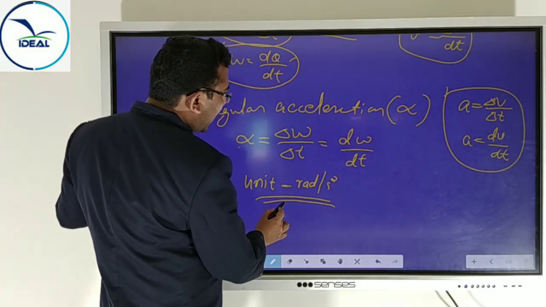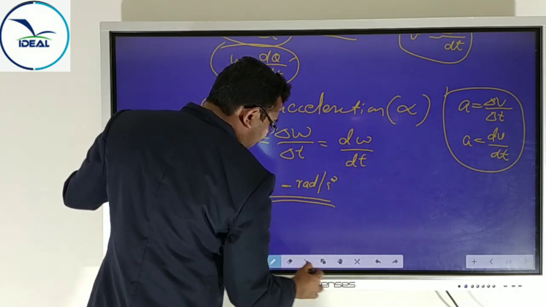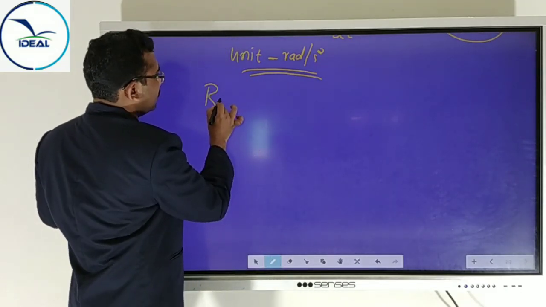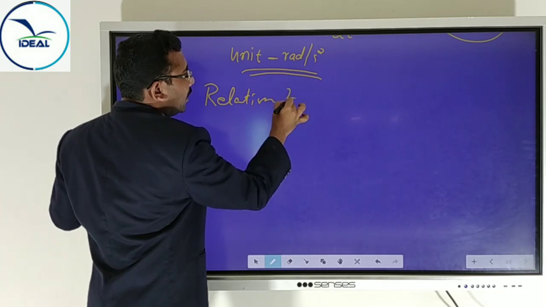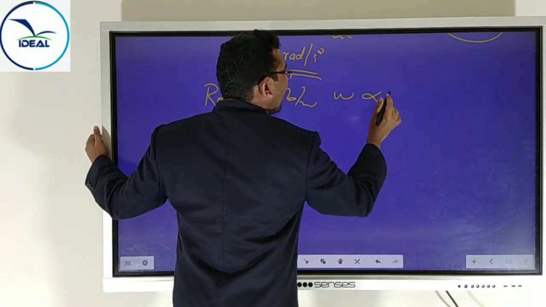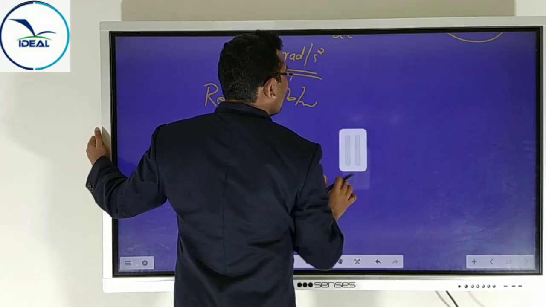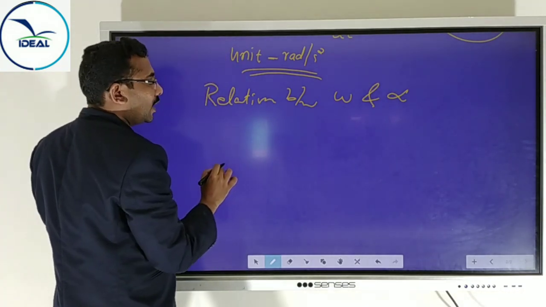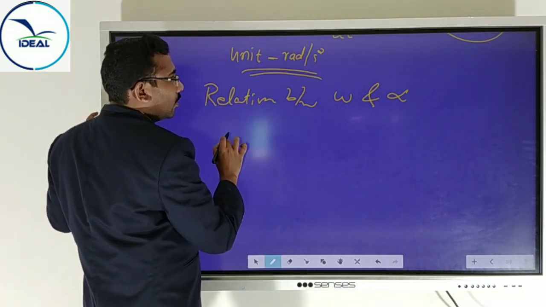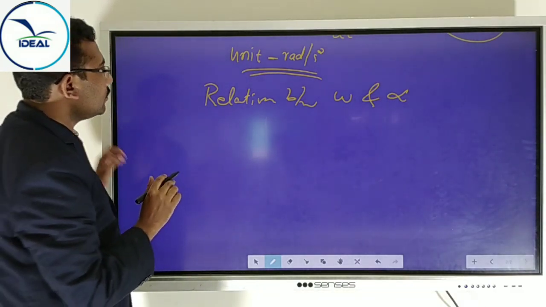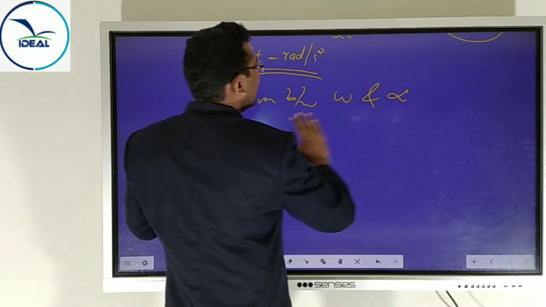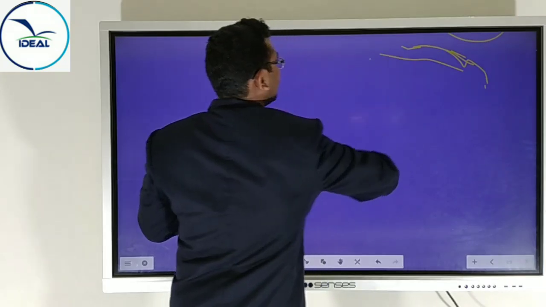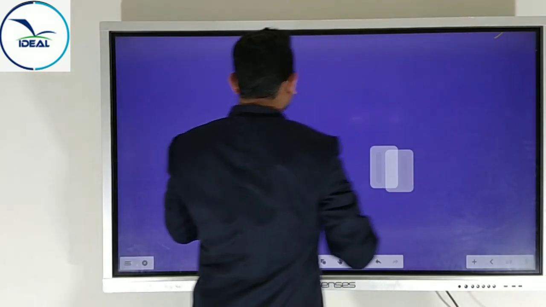What is the relation between omega and alpha? You have to find. Before that, we can find the relation between v and omega.